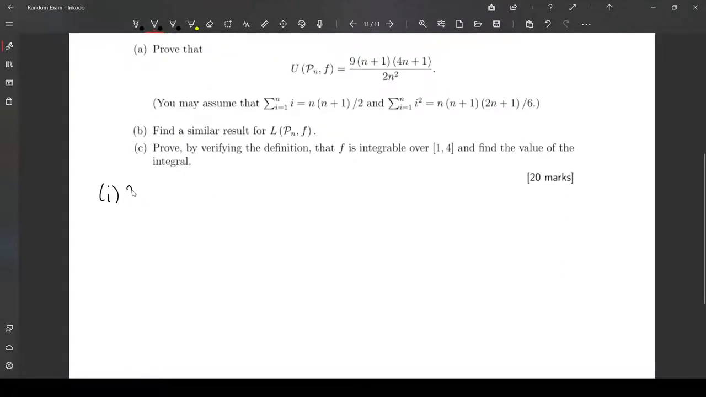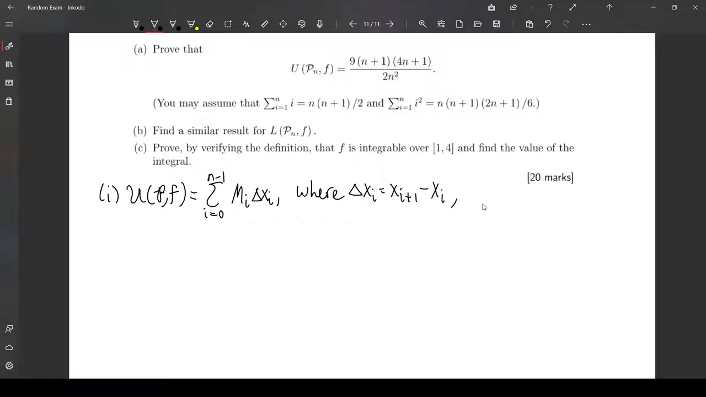So we have U of P, f is going to be the sum from i equals 0 to n minus 1 of, really I'm just going to say capital M sub i delta x sub i, where delta x sub i equals x sub i plus 1 minus x sub i. And M sub i is the supremum of f(x) for x between these two values. And then I'll add in a sentence which exists since f is bounded.